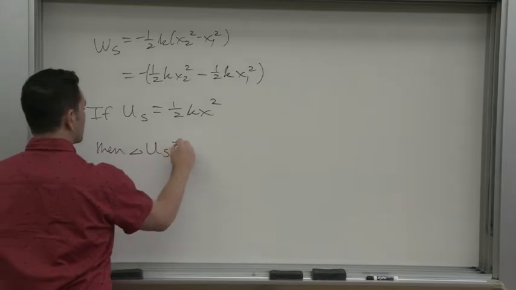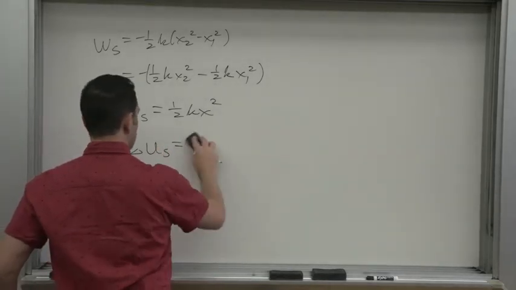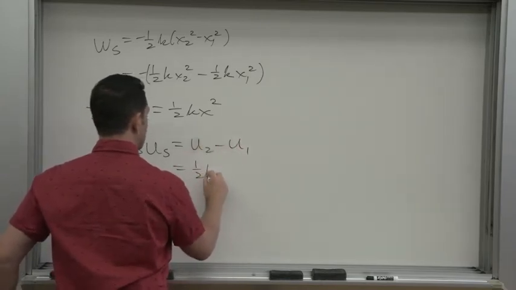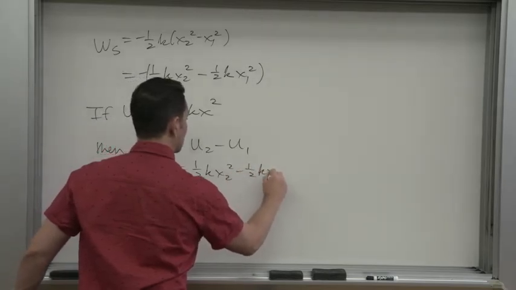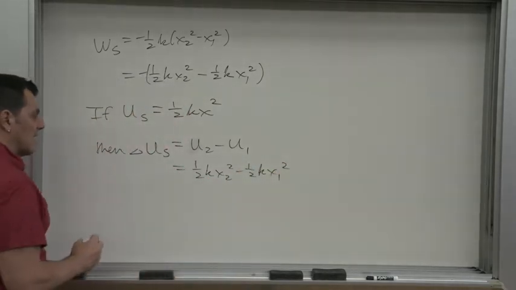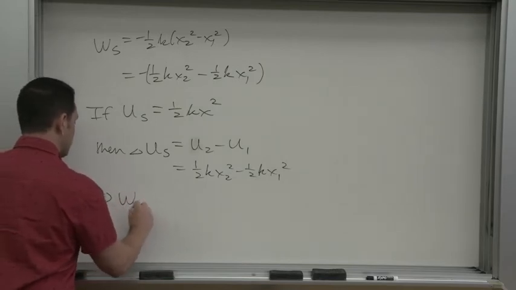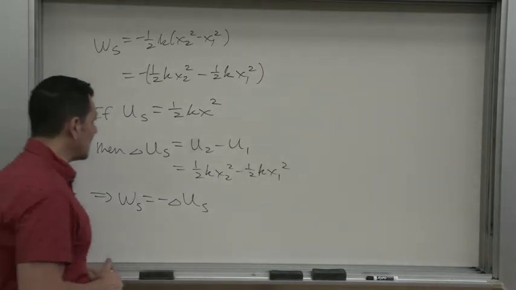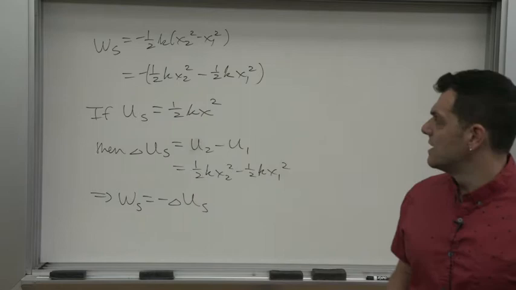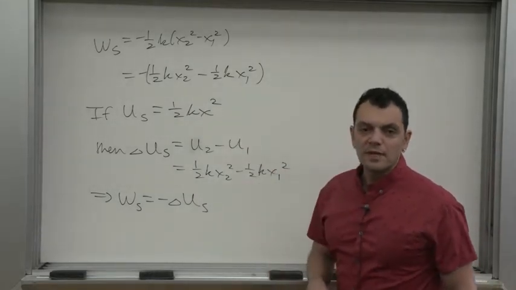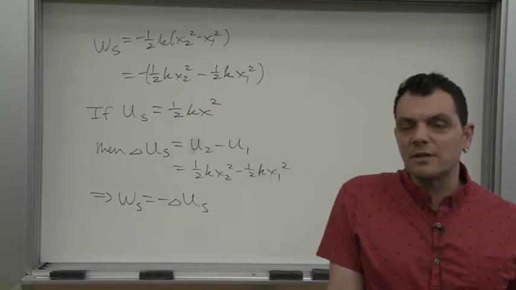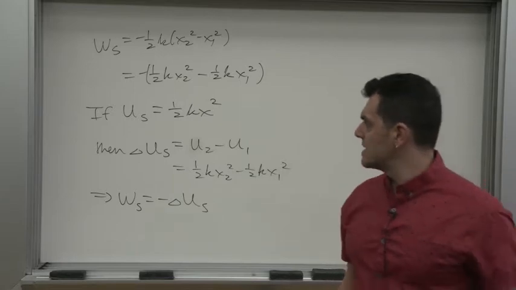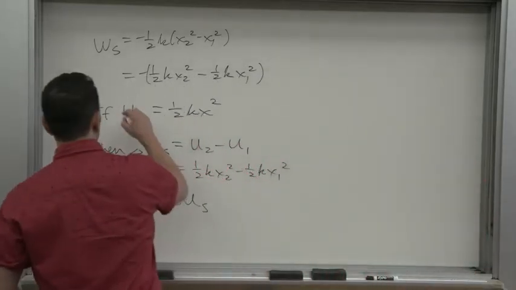Then delta U sub s is just U2 minus U1, which is 1/2 k x2 squared minus 1/2 k x1 squared. And then you can see that the work done by the spring is minus delta U sub s. But again, if we added any arbitrary constant to U sub s, this would also work. But in order to keep our expression as simple as possible, we're going to set that constant to 0. Okay, so this is the spring potential energy.